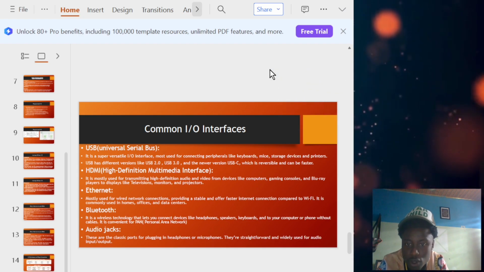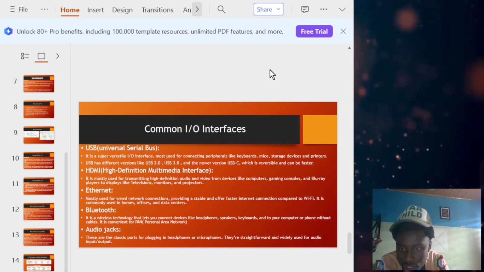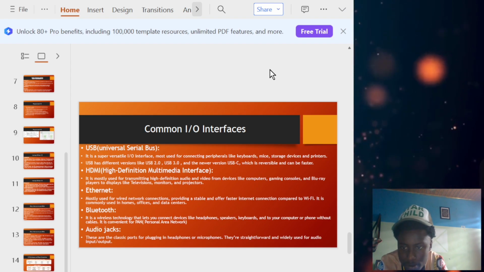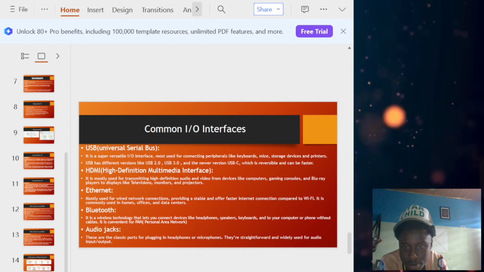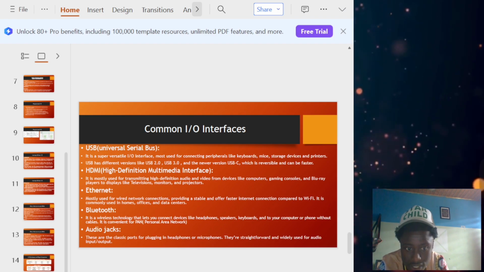And we have the audio jacks. The audio jacks, they are classic ports for plugging in headphones or microphones. And they are straightforward and widely used for video inputs and outputs.